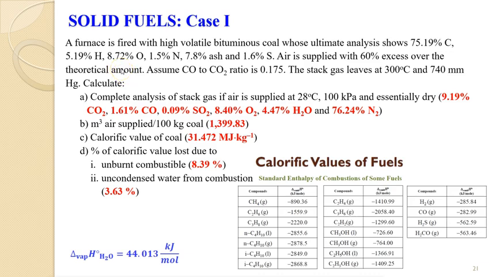You're asked to calculate A, the complete analysis of the stack gas if air is supplied at 28 degrees Celsius and 100 kilopascal, essentially dry. B, the volume of air supplied in cubic meters per 100 kilograms of coal. C, the calorific value of the coal. D, the percentage calorific value lost due to unburnt combustible and uncondensed water from combustion. Also given here is a calorific value table of some of the fuels as well as the enthalpy of water.